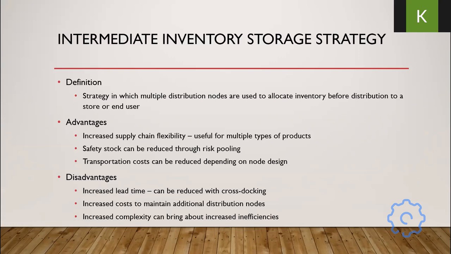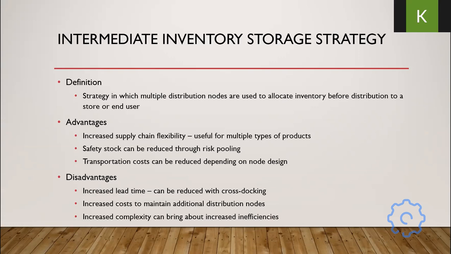pooling, which I mentioned earlier, which is basically the aggregating of inventory at certain locations across multiple locations to reduce the amount of safety stock that's required. Once again, if you want more information, please refer to my YouTube video. And the third one, transportation costs can be reduced depending on the node design. Once again, we can use larger shipments to a central location. We can break off those shipments to smaller locations using smaller trucks.